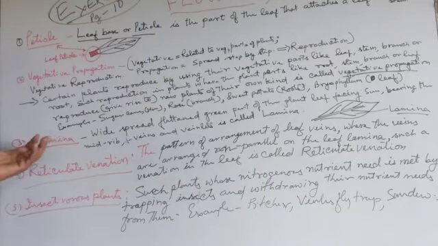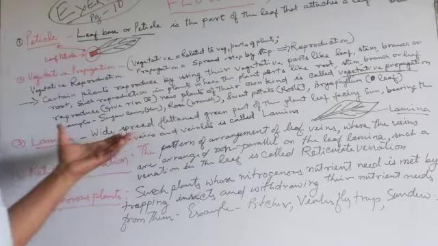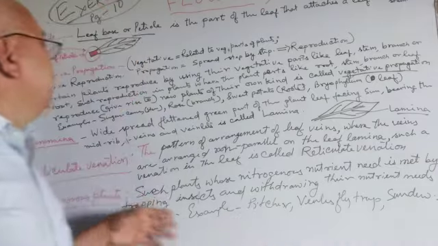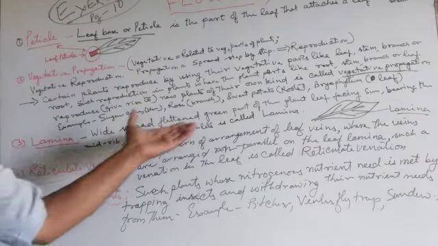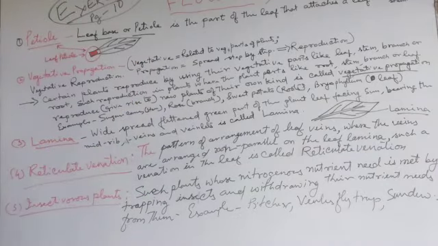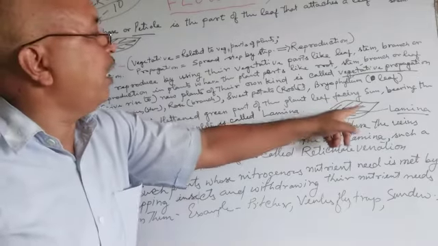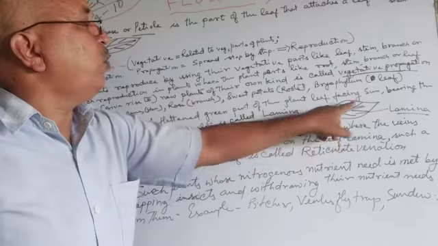Lamina is the widespread, flat and green part of the plant leaf. This one facing the sun, bearing the midrib and veins, is called lamina. Then reticulate venation, the pattern of arrangement. These veins are arranged not parallel. Here it is reticulate venation.